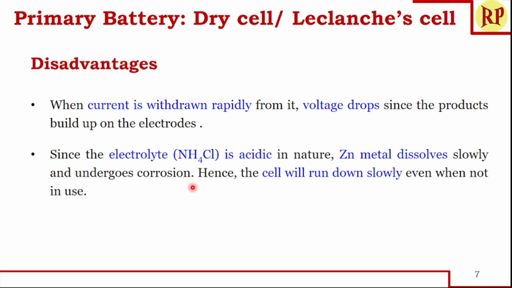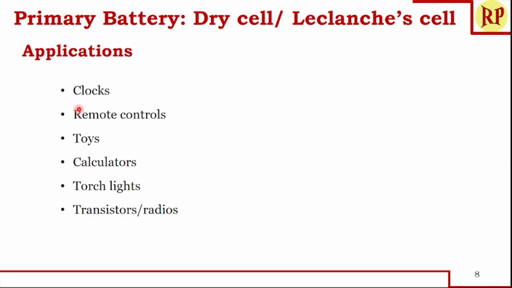And if you look at the applications, it can be used in clocks, remote controls, toys, calculators, torchlights. And in those days, they were using it in transistors and radios. And now we know that these are outdated. Now if you are using it in a clock and remote control, especially a TV remote control, a single cell itself will work for nearly 6 months to 1 year. So it's very apt for such applications.